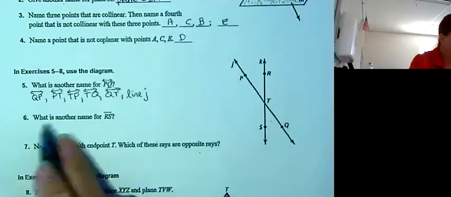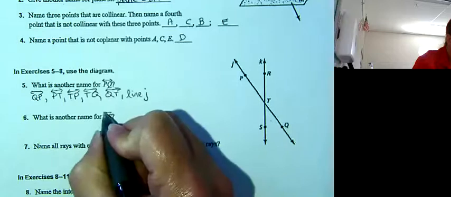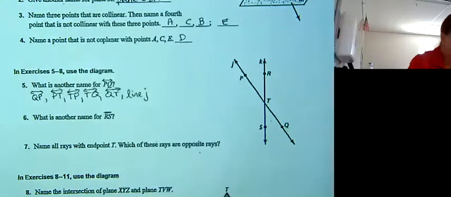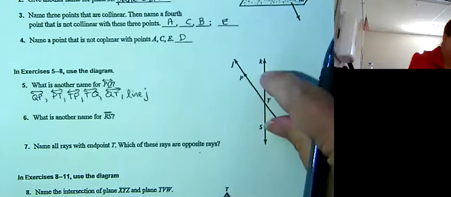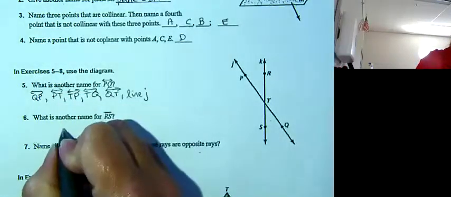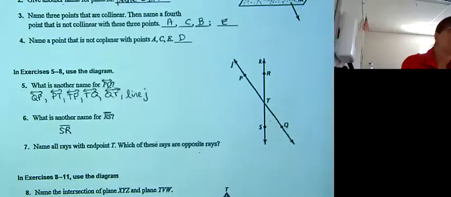For 6, what is another name for segment RS? Segments, remember, are a little different because they have to go from one endpoint to the other endpoint. So the only other way to name segment RS is just to reverse the order and call it SR.